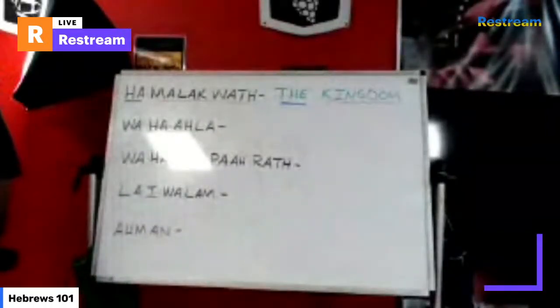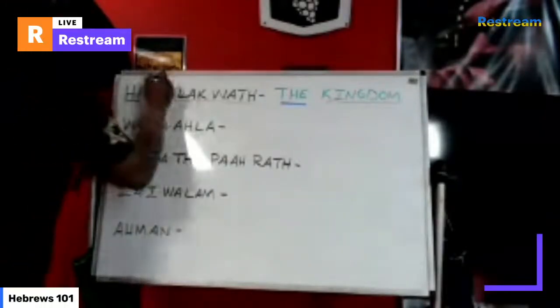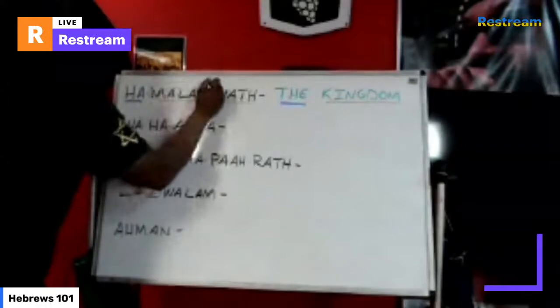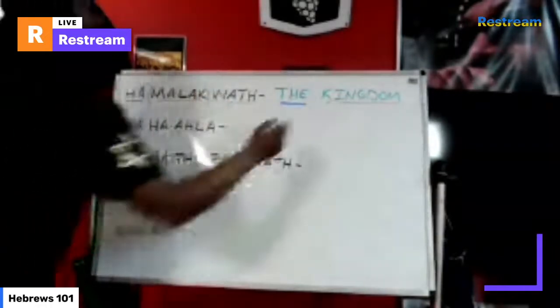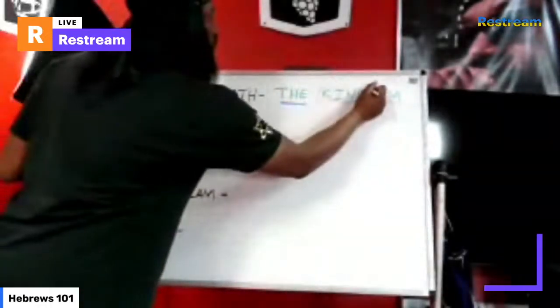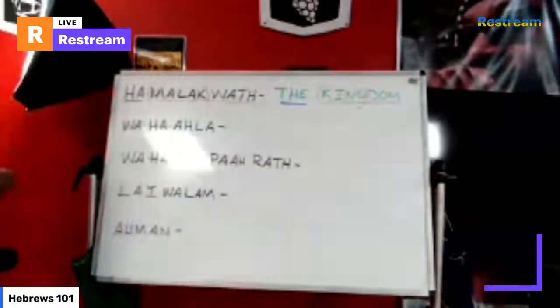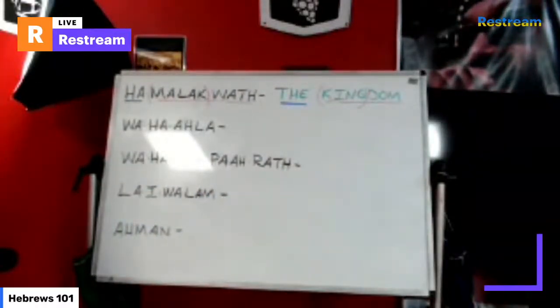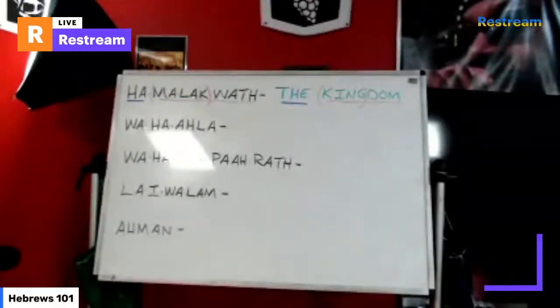Ha is the. And with that, let's get another color because you know we are color coordinated, just in case, for the education of the class. Malak is king. Malakwa is kingdom. All right, cool beans. Let's keep it moving.